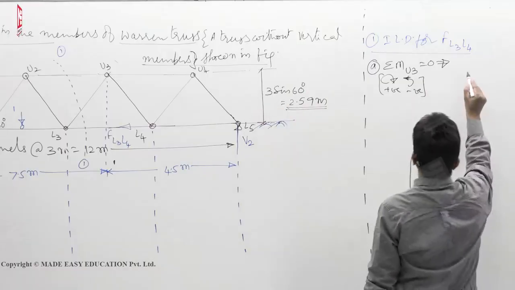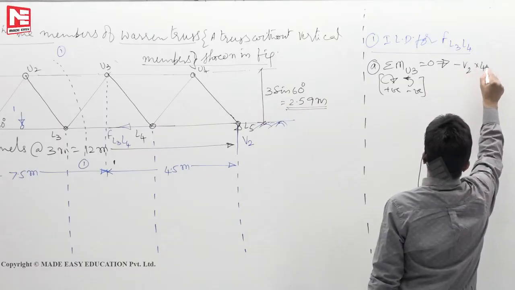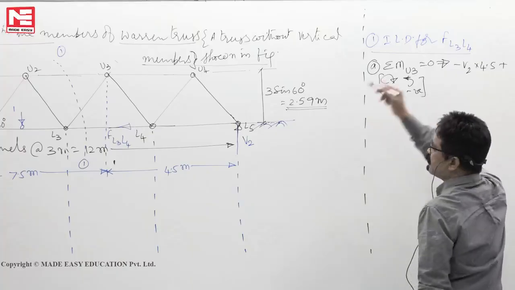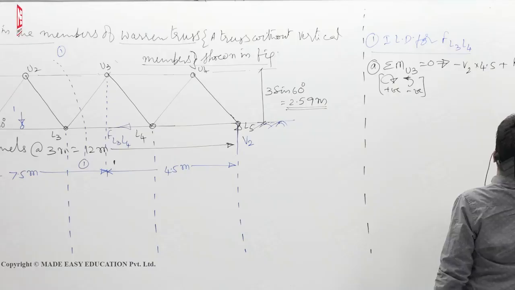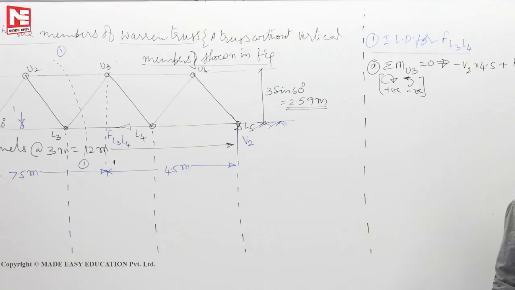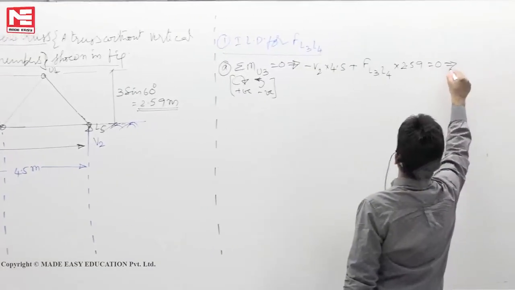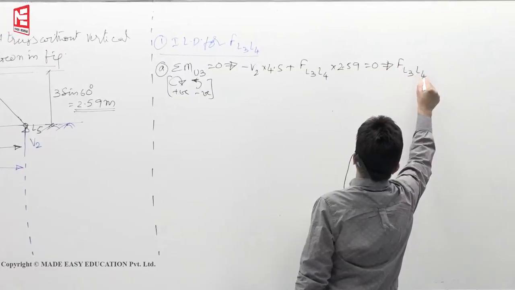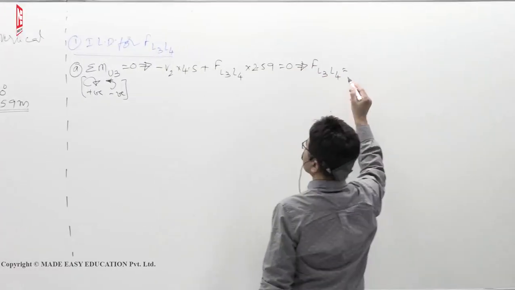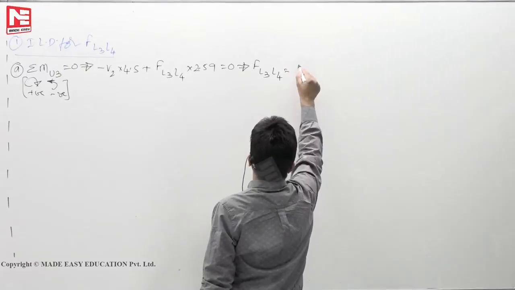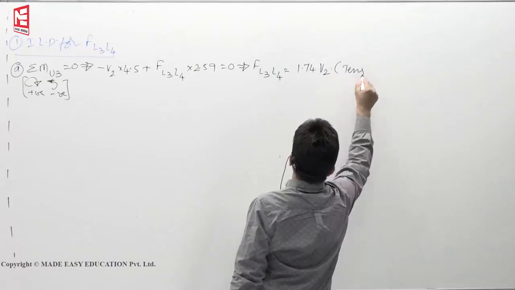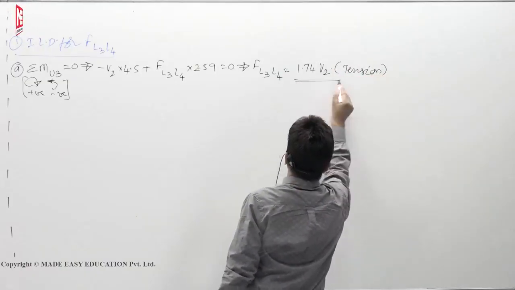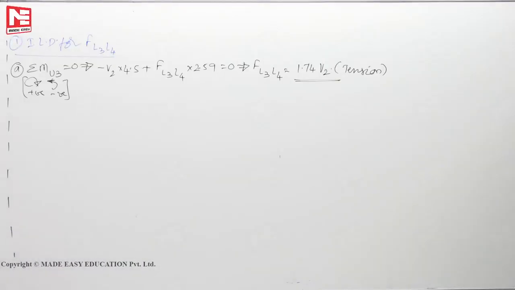So minus V2 into 4.5 plus F L3 L4 into 2.59. Clockwise is 2.59, height is so much. So you will get F L3 L4 is equal to 1.74 V2. Arrow mark away from the joint, so tension. So draw ILD. We are drawing ILDs only. We don't have to draw again their ILD like that.